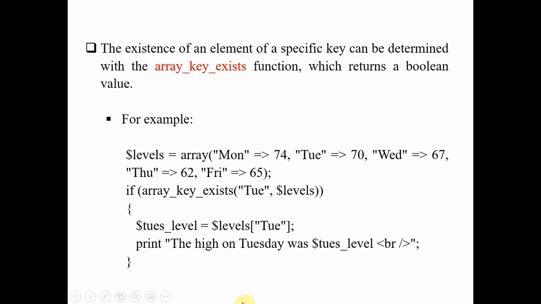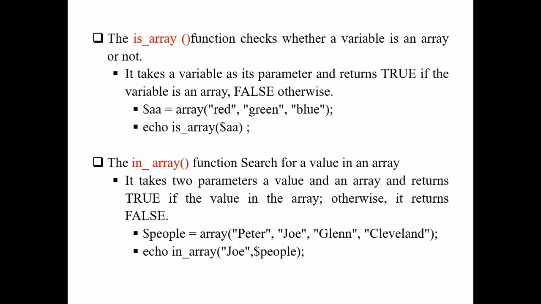This particular code will be executed. So that is the importance of array_key_exists. Now we have another function that is known as is_array. This is used to check whether a particular variable is an array or not. So that is the importance of this is_array function.